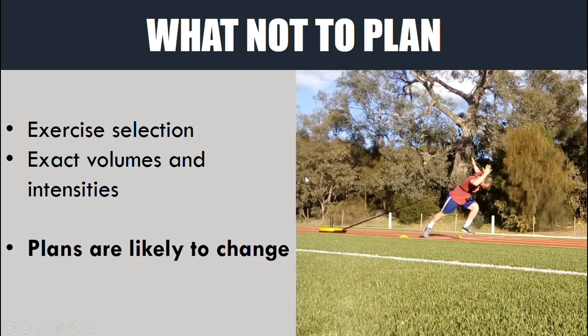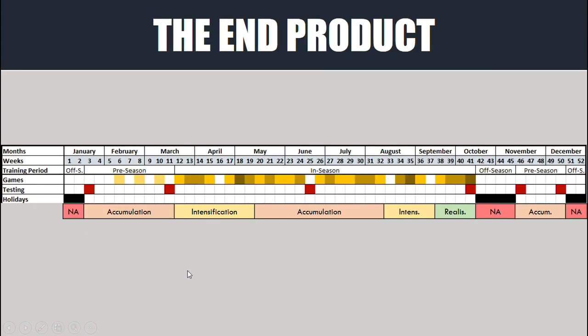So what don't we want to plan when we're considering phase potentiation? The first thing is exercise selection. You don't need to worry about that at this moment. And then exact volumes and intensities of exercises. We know generally our volumes and intensities based on the phases that we're going to select, but the exact volumes and intensities we're going to use are not going to be planned. The reason for that is that plans are very likely to change throughout the year. So if we plan the entire volumes and intensities of the year, it's probably not going to pan out in reality.